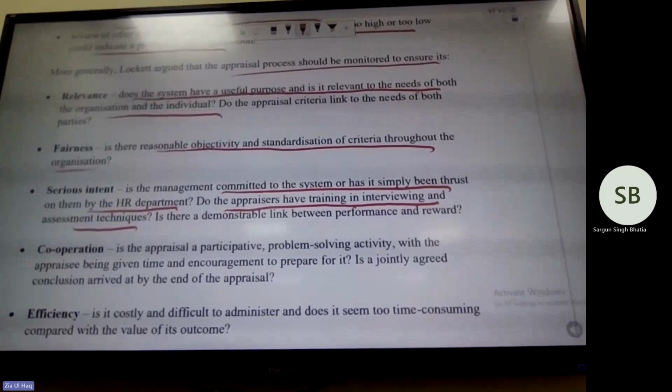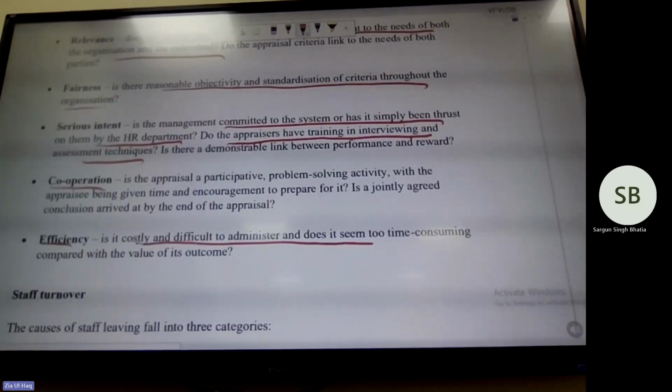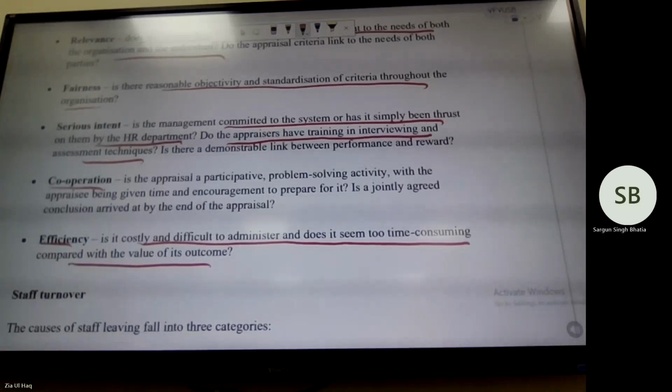And there should be cooperation from both sides, appraiser as well as appraisee, so that if the appraisee is highlighting any issues, they should be solved. If the appraiser is highlighting issues, the appraisee should try to solve them. And there should be efficiency: is it costly, difficult to administer and time consuming compared to the value of its outcome? Meaning we need to check cost-benefit as well.